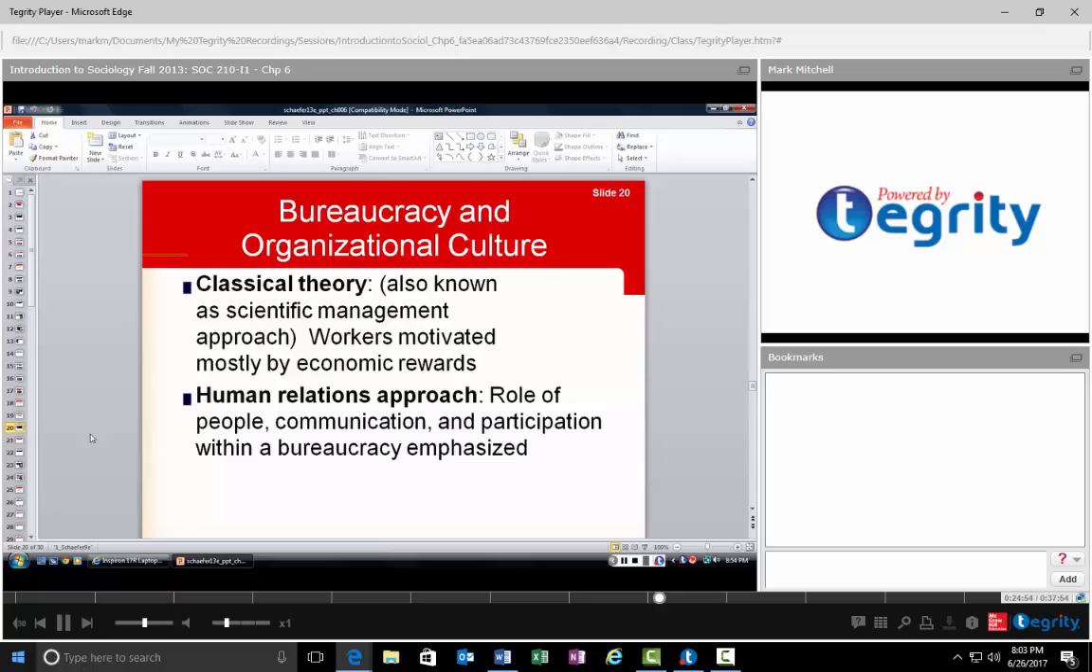Okay, and then the human relations approach is simply what it mentions: the participation within a bureaucracy that's emphasized regarding the people and communication that you find within. So there's a formal way to do this, that is our written rules and regulations. And then there's an informal way to do this, and that's like hearing it through the grapevine and gossip and things like that among workers.